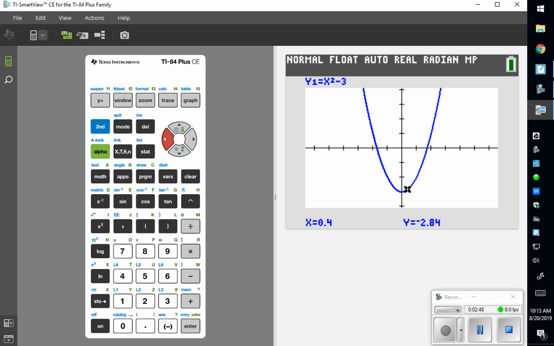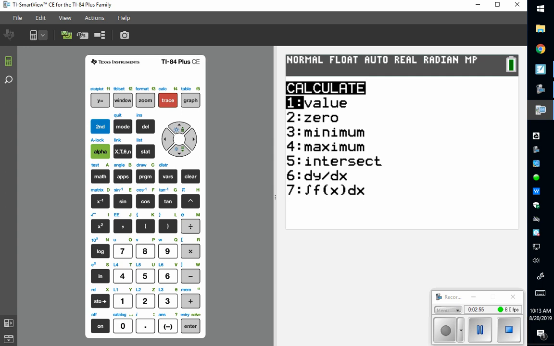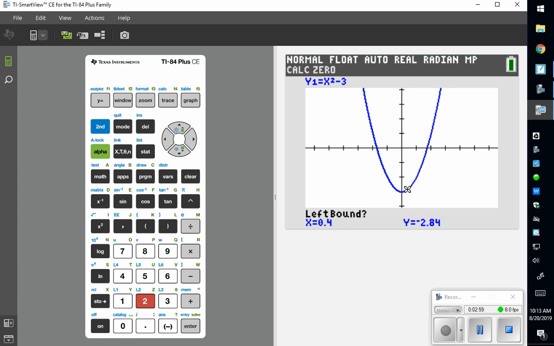Okay, so let's see how we find the 0. We press second trace to go into the calculate menu. We choose number 2, zero, and then it's going to ask us 3 questions. It wants to know, is the cursor on the left of your 0? And then it will want to know, is the cursor on the right of your 0? And then it wants a guess. If we are going to find this leftmost 0, we need the cursor to be on the left of that 0, so somewhere over here.